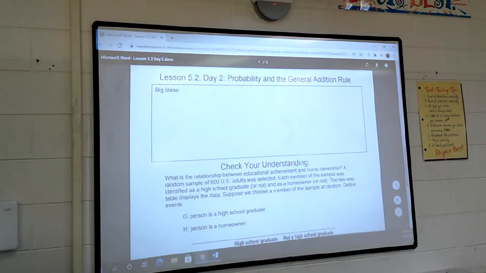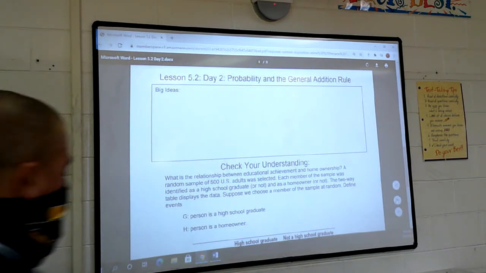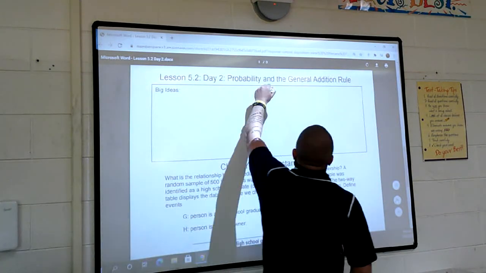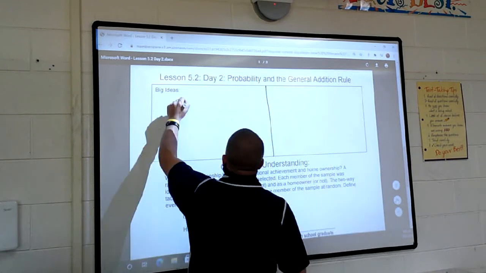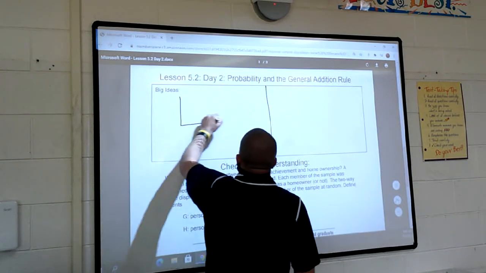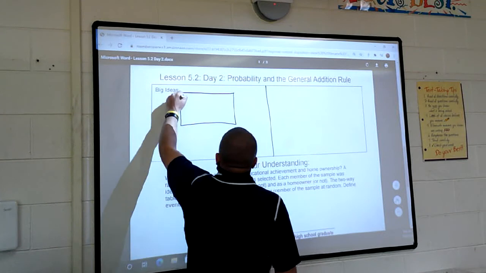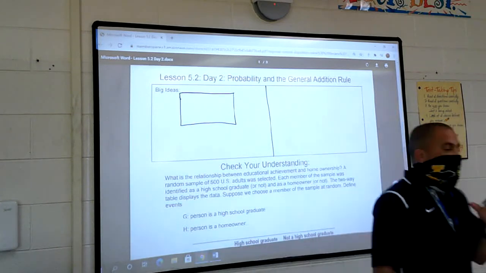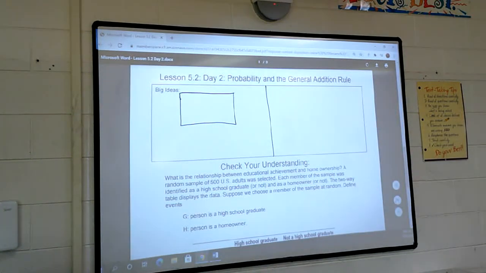So when we're doing probability and the general addition rule, there are a couple big ideas. So basically, a two-way table and a Venn diagram are the same thing. So I'm going to show you in the big ideas what it looks like. So when I draw a Venn diagram, the first thing I want to draw is a rectangle around it, because when you draw that rectangle, that is your sample space. And in your sample space, you should have all possible outcomes.